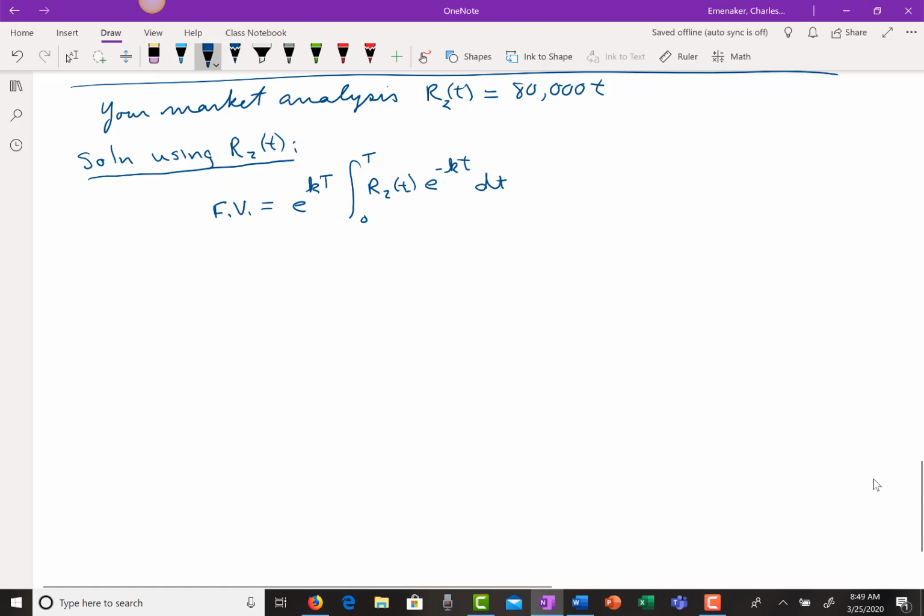Be careful. This is intentionally a lowercase t. So what this is going to work out to be is we're going to have our interest rate k, 0.033, times the number of years, which is 8. We're going to do the integral from 0 to 8. Now this time we're going to change things a bit. It's going to be this 80,000 t e to the negative 0.033 lowercase t dt. Okay.